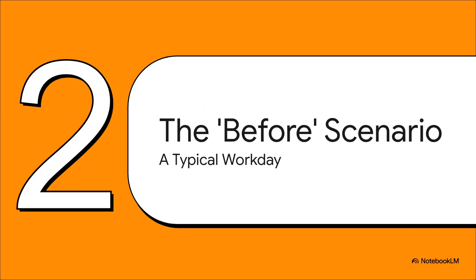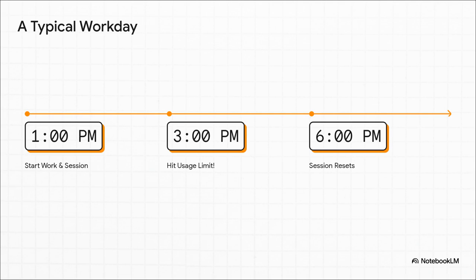All right, so let's look at how this plays out on a typical workday. We'll just walk through a really common scenario to see exactly where that frustration comes from and why so many of us hit that wall way too early. So, picture this. You start your focus work at 1 p.m. Your first message kicks off that 5-hour clock, which means your session is set to reset at 6 p.m. But you're on a roll, you're working hard, and by 3 p.m., you're already out of messages.